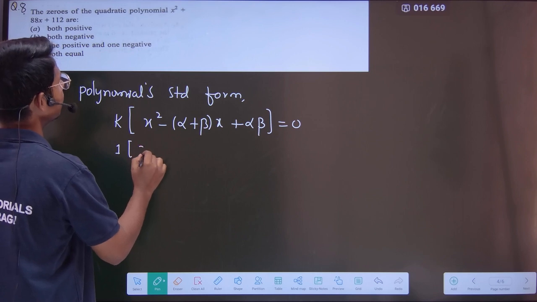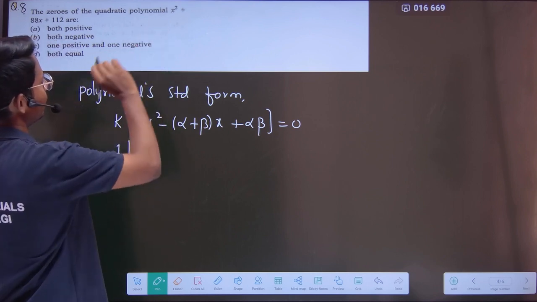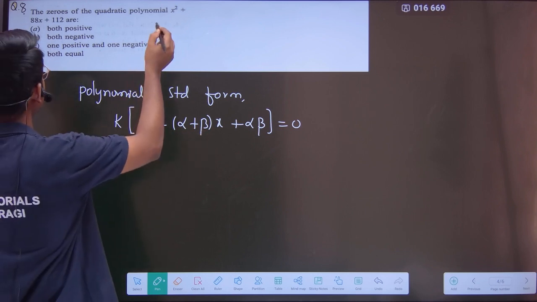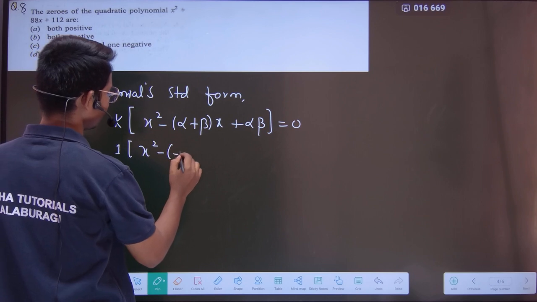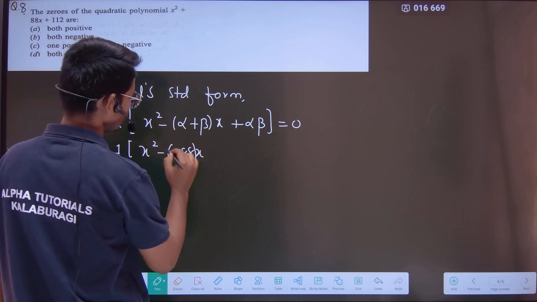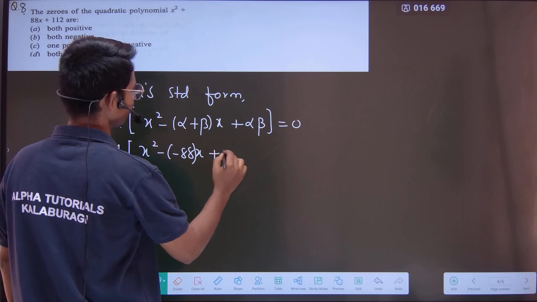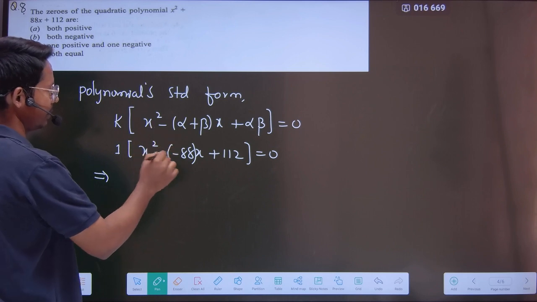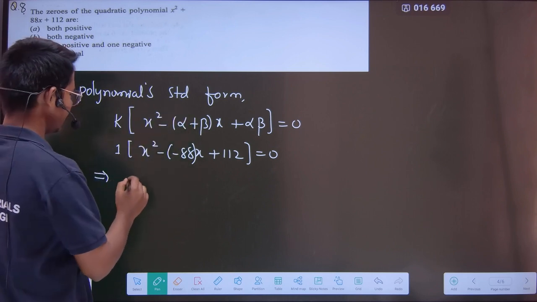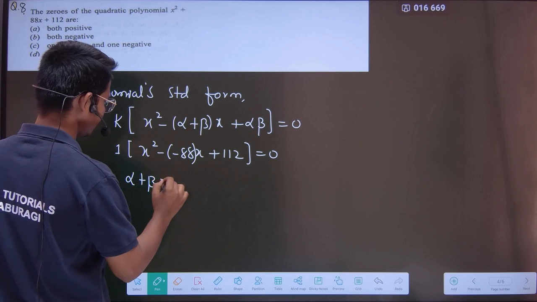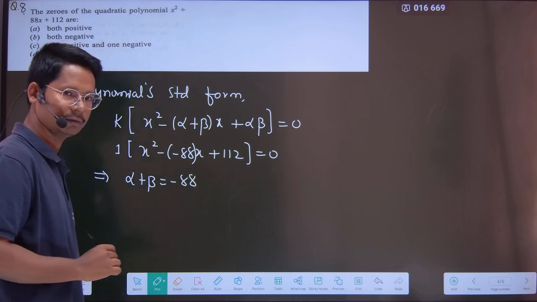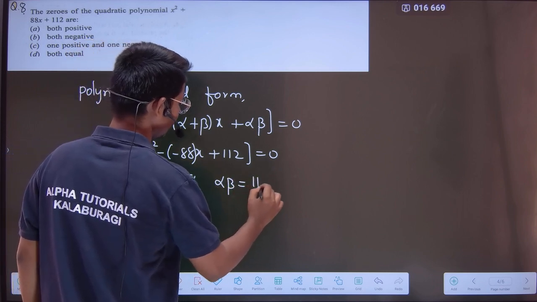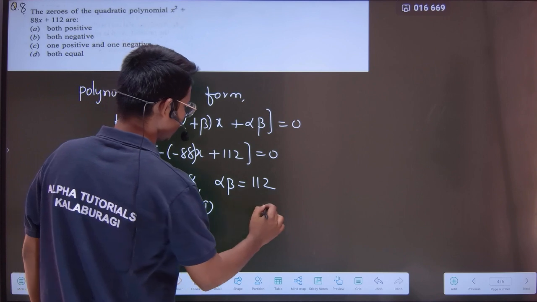So now this is x², and I have to write that in terms of the same form. So I'll write plus 88x as minus of (−88)x, and plus 112. So after rewriting as per the standard form, I can say the sum of zeros is equal to −88. This is very important. And then the product of zeros is equal to 112. So we can call this 1 and 2.